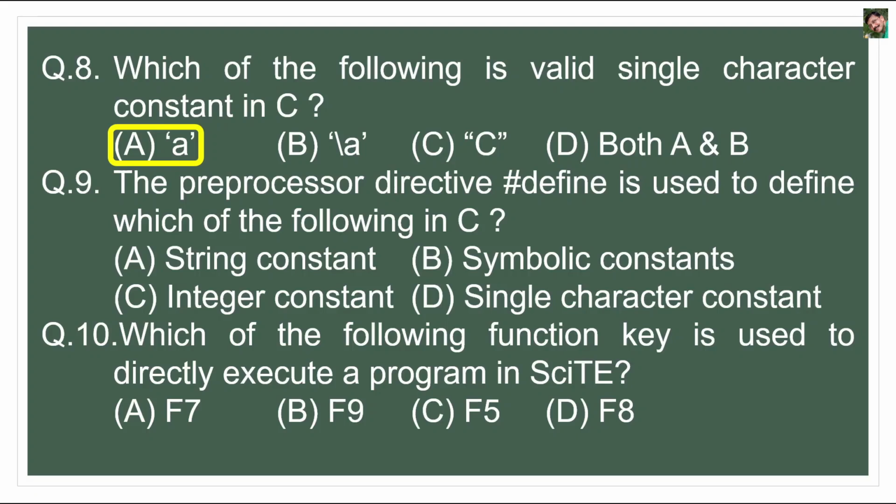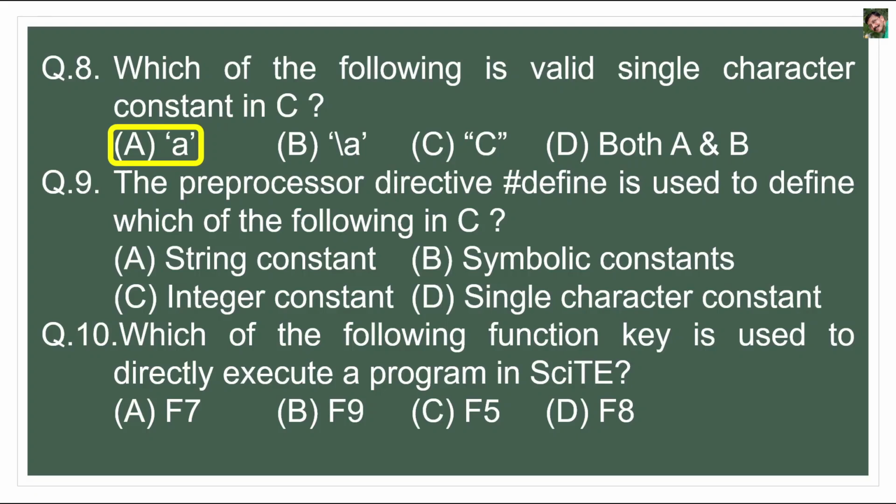Option B, let me tell you about option B also. You should know what it is actually. Option B is backslash A, that is called a backslash sequence character. They are special characters which are used to produce something which is not available on the keyboard. Backslash A produces a beep alert sound whenever it is used. So the actual single character constant is option A, that is written within single inverted commas.